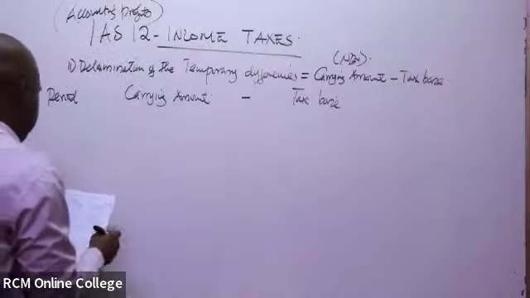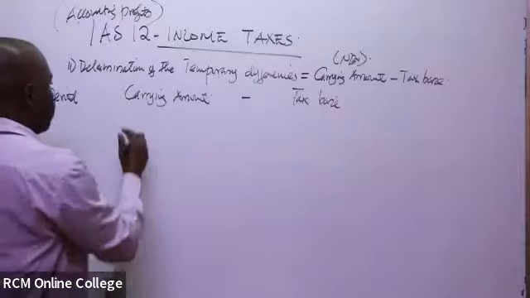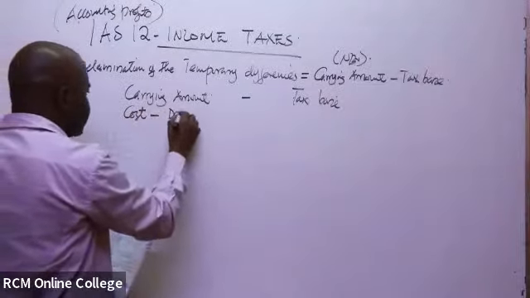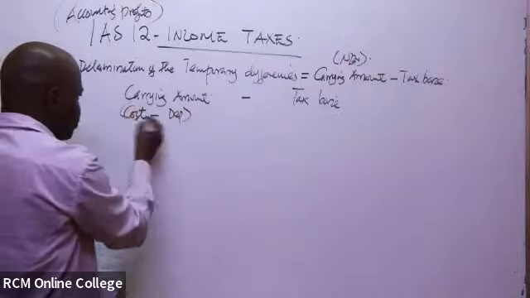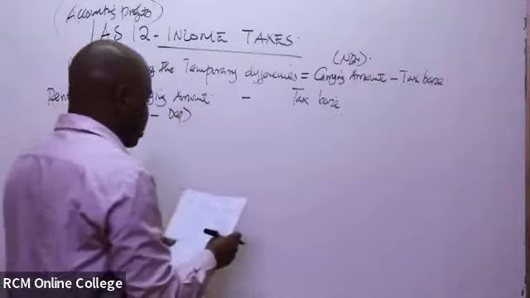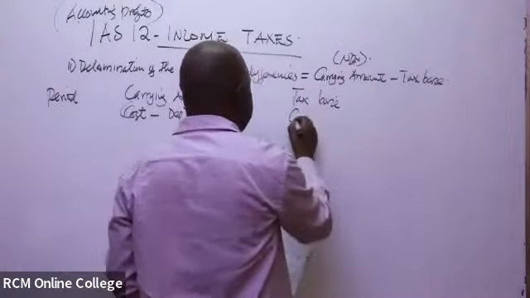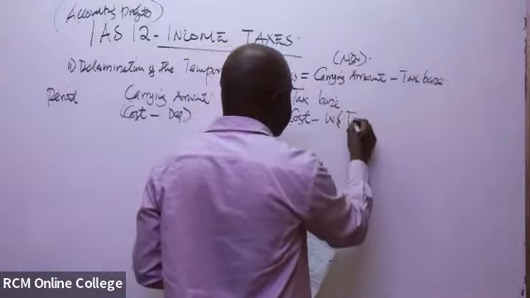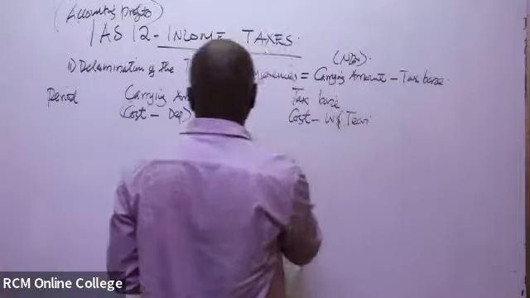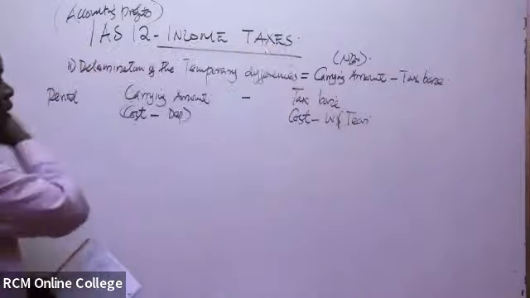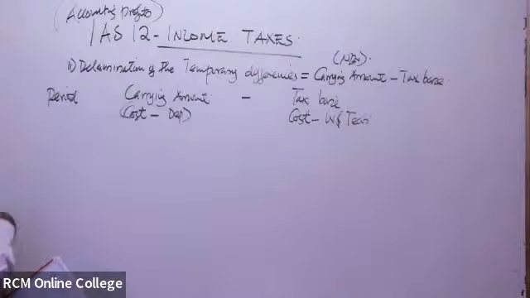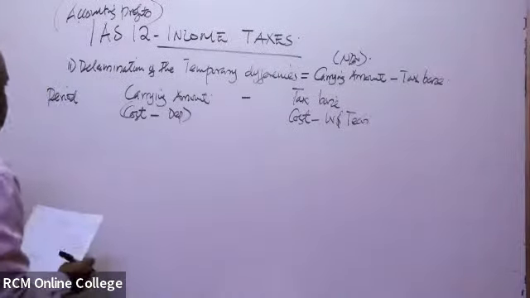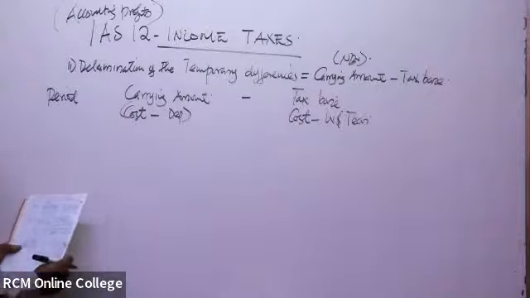The carrying amount will be the cost of the asset minus the depreciation. But our tax base will be the cost minus the wear and tear, because the language the taxman understands is wear and tear, not depreciation. And when determining the taxable profits, we added back depreciation and less the wear and tear. So remember, our figures were in thousands.